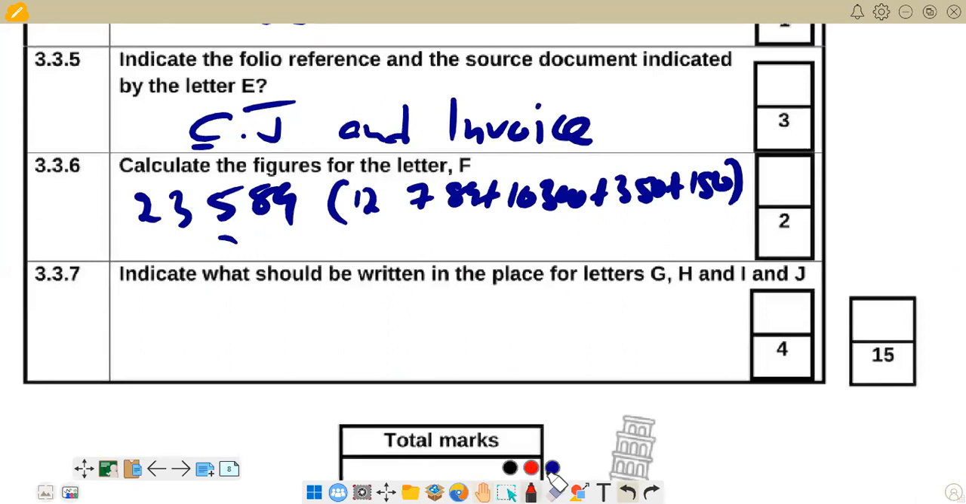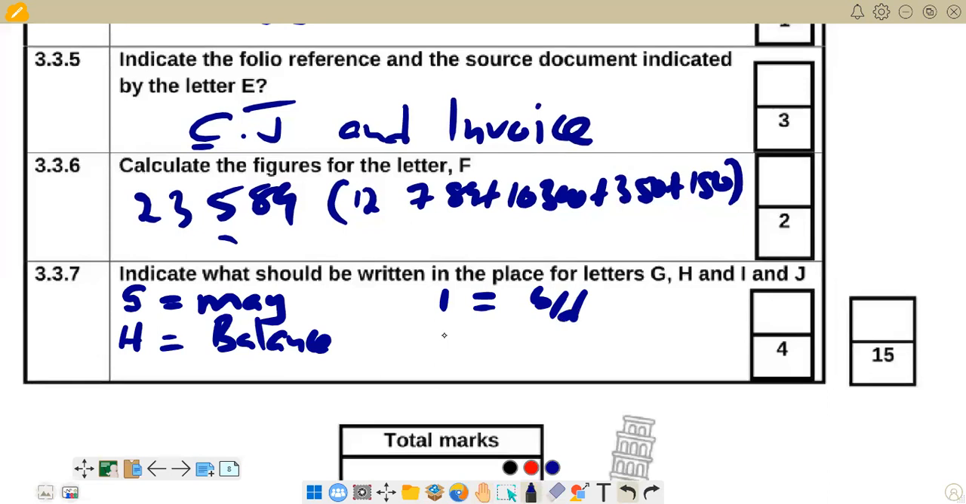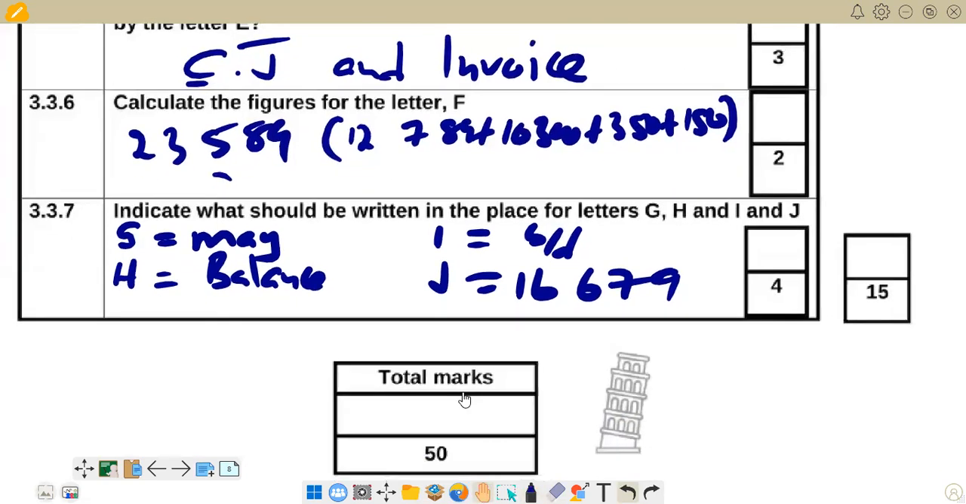So we can just summarize there and say our G is going to be our May. And then we have got our H is going to be our balance. And we also have our I being our BT. And we have our J being our 16,679. So this marks the end of this question. And remember, this question had 50 marks that we had there, quite a lot of marks on question 3.